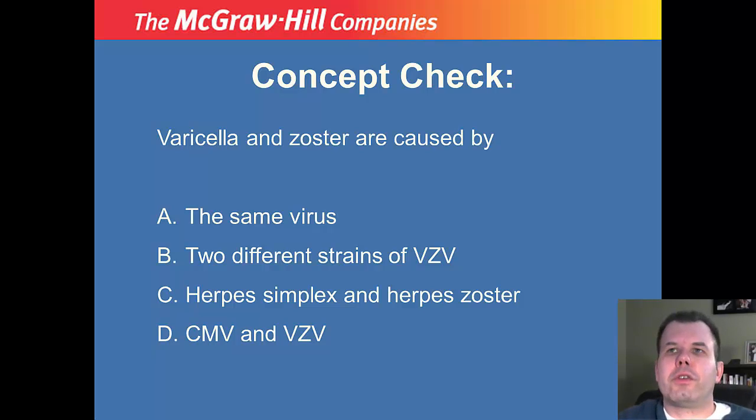Okay, so the Varicella and zoster virus are caused by what? The same virus, two different strains of VZV, herpes simplex and herpes zoster, or CMV and VCV? So what is the Varicella and zoster? Varicella is chickenpox, zoster is shingles. Is it the same virus, different strains, or something else?